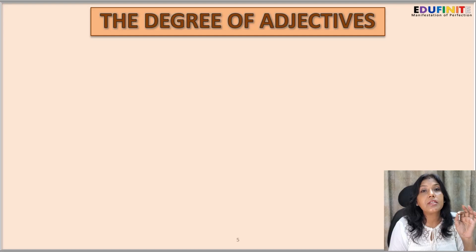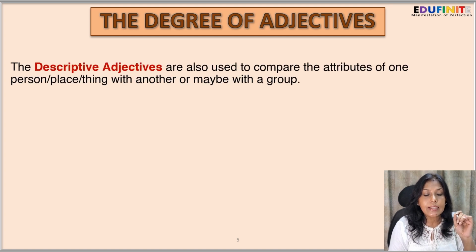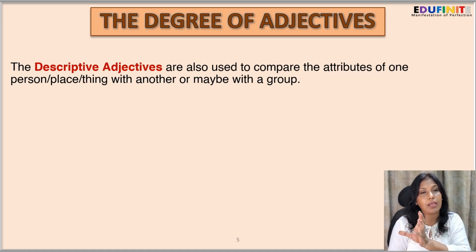Next, the degree of adjectives. Now, we'll know about the degree, the comparison. How do we compare? The descriptive adjectives are also used to compare the attributes of one person, place, thing with another or maybe with a group. So we might compare a person with another person or a place with another place or a thing with another thing or maybe a thing with a group of things.